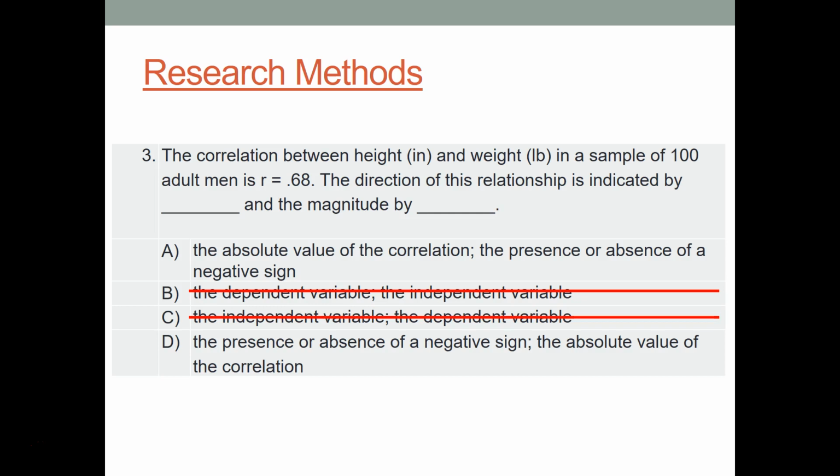So we've got two items that have the same information, they're just flip-flopped around. So if we think about the direction of the relationship, right, is this a positive or a negative relationship? Remember that we determine that by the presence or absence of a negative sign. Our correlation here is 0.68, and so it suggests a positive correlation between height and weight. And so our answer here is going to be D, right? The absolute value of the correlation, or remember, as correlation gets closer to 1 or -1, it indicates a stronger relationship, but that doesn't indicate the direction of the relationship. So for this one, D would be our correct answer.